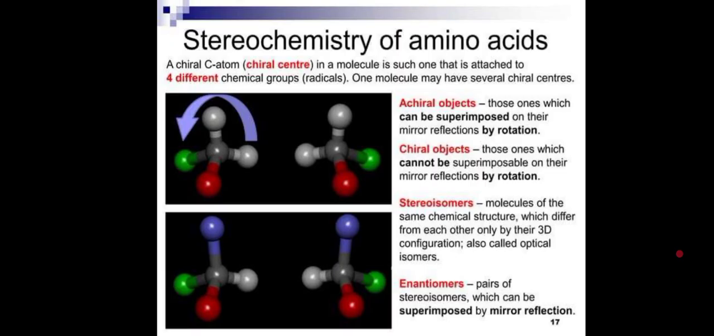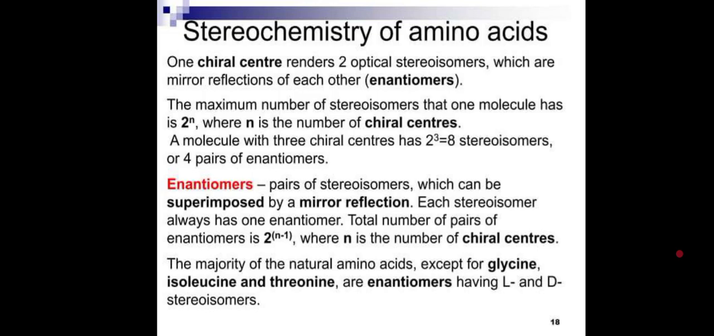stereoisomers. These are molecules of the same chemical structure which differ from each other by their 3D conformations. They are also called optical isomers because the image has changed them. That's why they are called stereoisomers, in the presence of a mirror image, which we will also discover down the line. Then we also have enantiomers, which are pairs of stereoisomers which cannot be superimposed by mirror reflection.